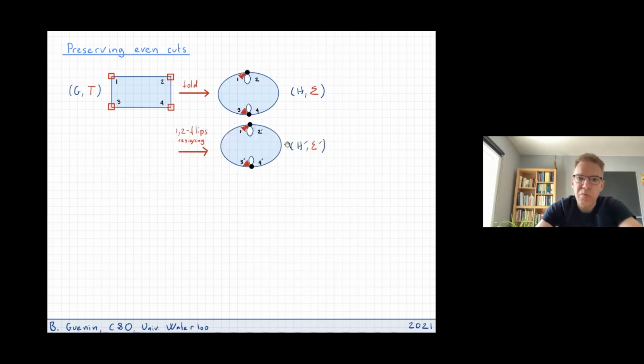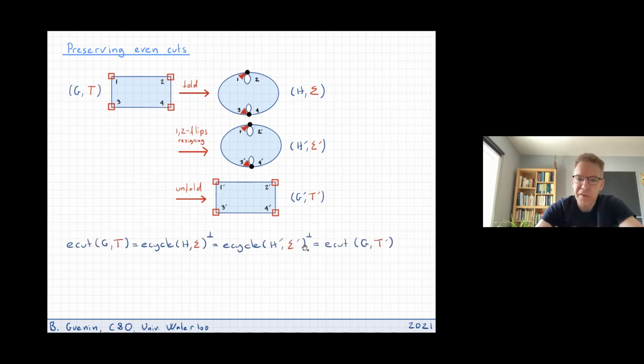And then I do 1 flips, 2 flips, resigning, whatever you want, in whatever order you want. But the resulting graph should have a blocking pair, right? And then I resign it so that the edges are incident to that blocking pair. And then I do my reverse operation, so I unfold it. So now I get a new graph with 4 terminals. Right? What I claim is that those 2 things have the same even cuts.